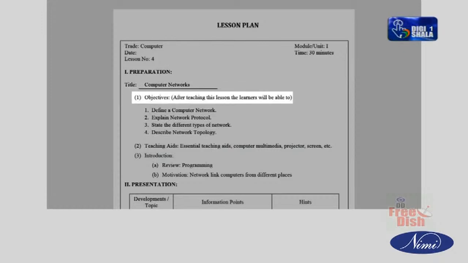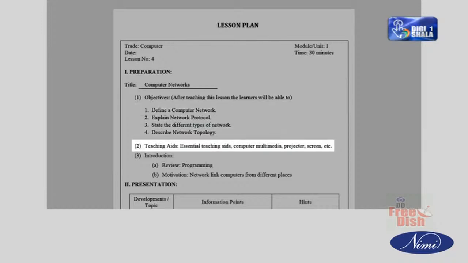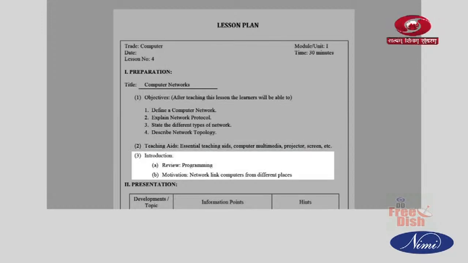1. Objectives. After teaching this lesson, the learners will be able to: 1. Define a computer network. 2. Explain network protocol. 3. State the different types of network. 4. Describe network topology. 2. Teaching aids. Essential teaching aids: computer, multimedia, projector, screen, etc. 3. Introduction. A. Review, programming. B. Motivation. Network link computers from different places.